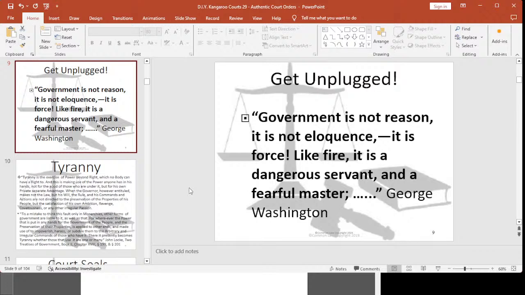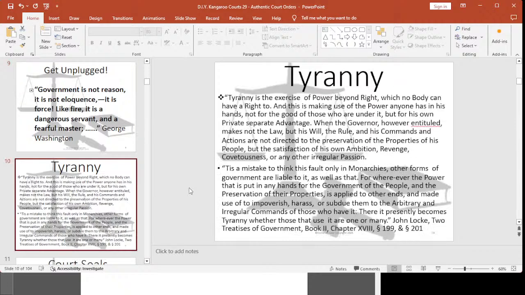With the maintenance guys, Government is not reason, it's not eloquence, it is force. Like fire, it's a dangerous servant and a fearful master. Tyranny. You know, this is John Locke, Treatise of Two Governments. And so this is stuff our founding fathers were reading.